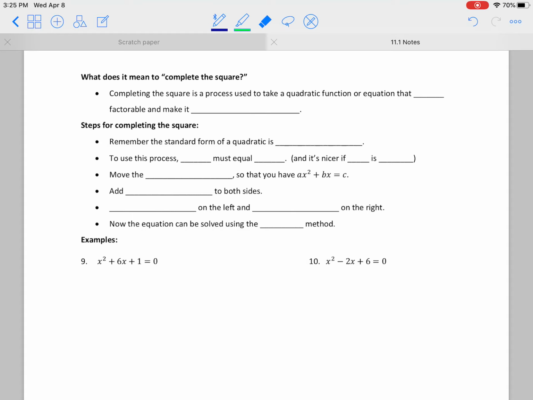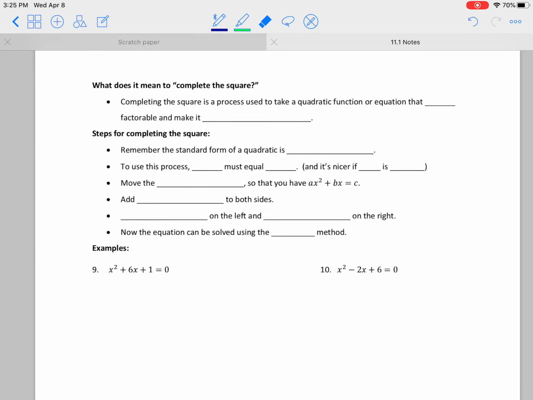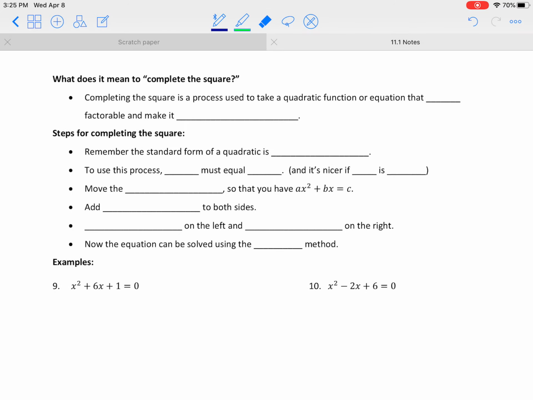Every quadratic equation is going to have solutions. It's possible that they end up being imaginary or irrational or ugly, right? But if we can't solve by factoring, there's got to be another way. So I'm going to show you another way that's called completing the square. What it means to complete the square is it means to take something like number 9 that isn't factorable and make it factorable. So it's the process that we use to take a quadratic function or equation that is not factorable, so that isn't factorable, and make it factorable.